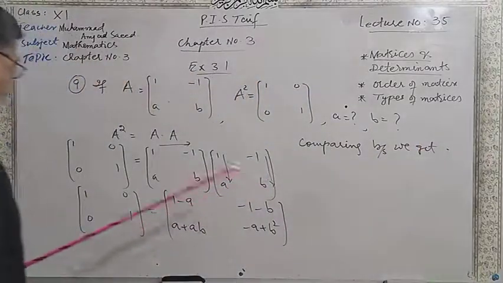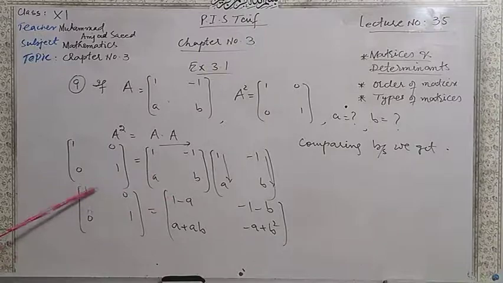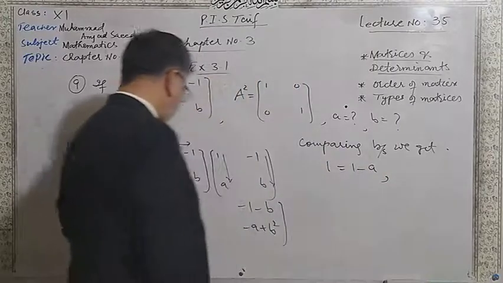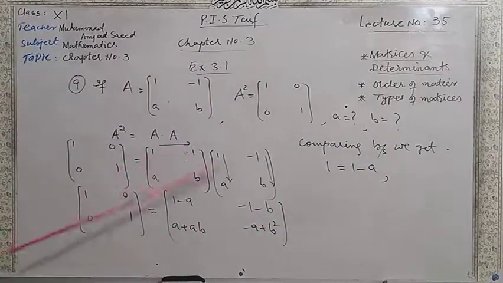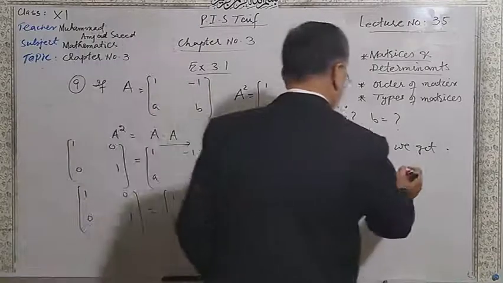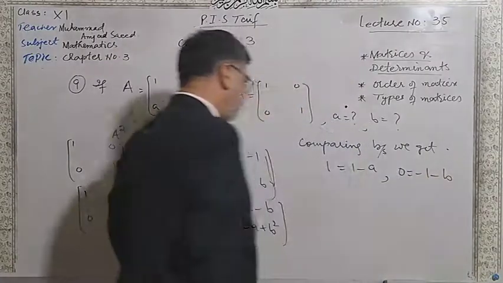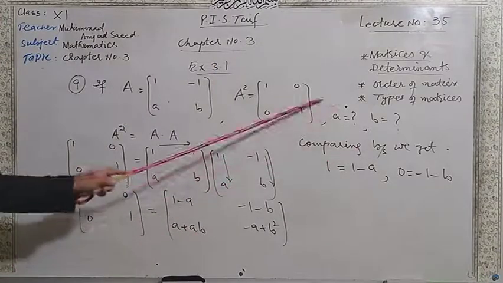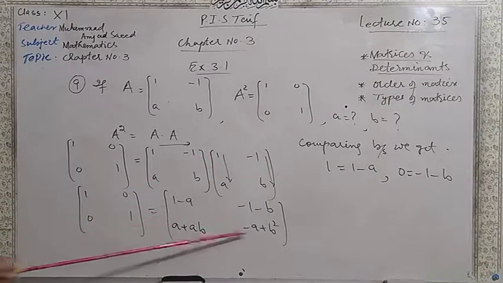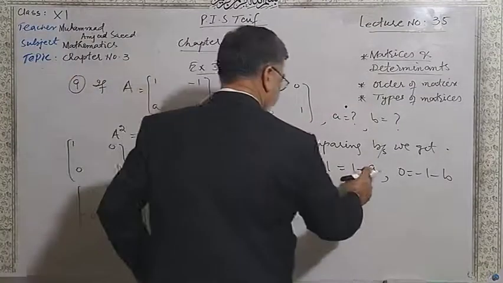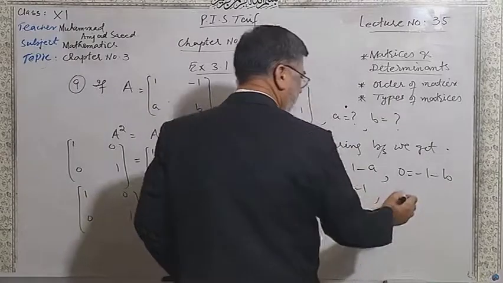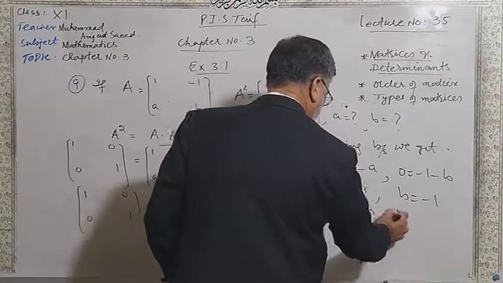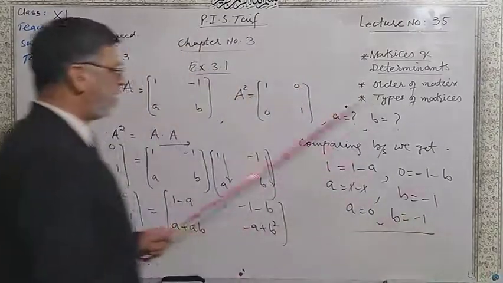Remember that first is equal to first. 1 is equal to 1 minus A. And second is equal to second. 0 is equal to minus 1 minus B. Third is equal to third, no need of that because we can find A and B from here directly. And fourth is equal to fourth, no need to write down. Bring A here, 1 minus 1, and bring B to the left hand side. Here A is equal to 0 and B is equal to minus 1. That's your answer.